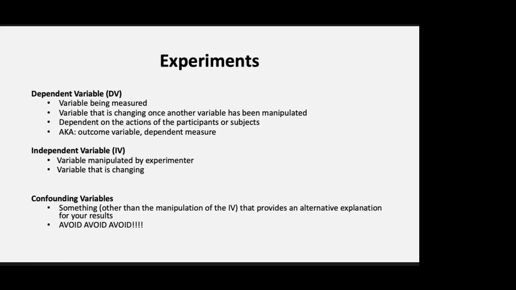And then we also have confounding variables. These are variables, something other than the manipulated IV, that could provide an alternative explanation for your results. You do not want to have these. If someone can say, well, your results could have been because of this other thing, right?